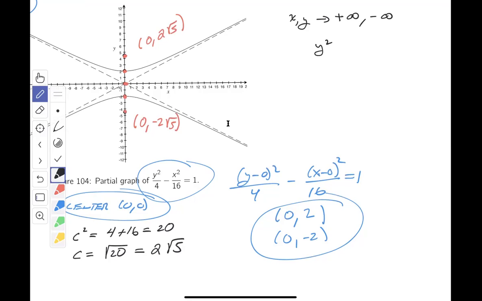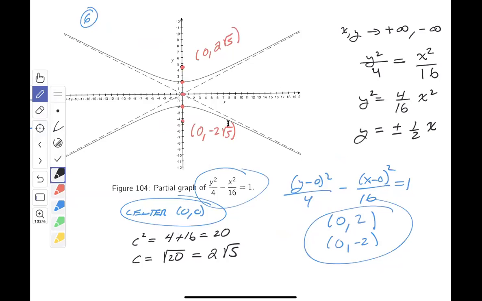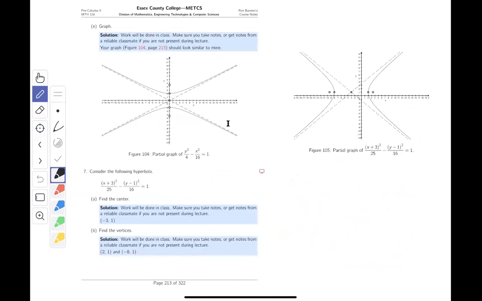So y squared over 4 is essentially the same, at least asymptotically, with x squared over 16. So I'm going to write this down. y squared equals 4/16 x squared, square root rule, y equals plus or minus the square root of 4/16. Well, that's a quarter, right? So it's going to be 1/2 x. All right. Look at your key. Make sure you're staring at that. All right. So let's go to the next page. That was problem number 6, right? So we'll go to 7 now.